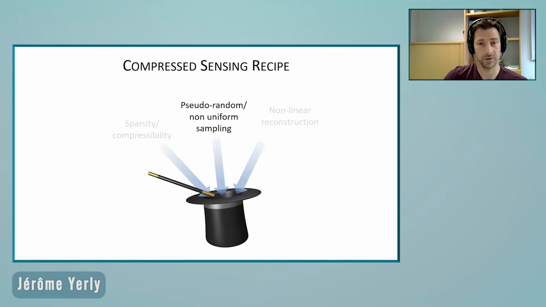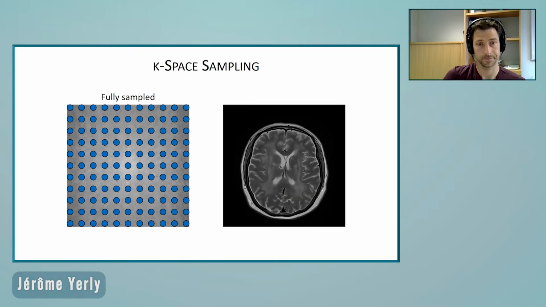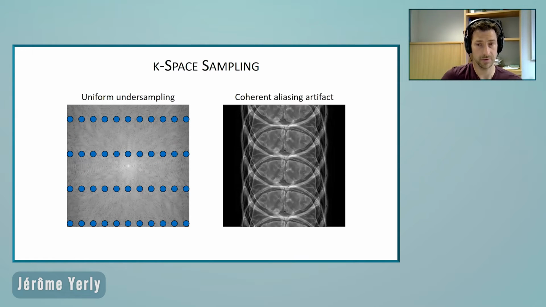Okay, so hopefully now we've understood a bit better what sparsity is. The second requirement is about pseudo-random or non-uniform sampling. As you know, according to the Nyquist criteria, if you want to sample an image in the frequency domain, there is a certain sampling rate that we need to satisfy in order to capture all the features of the image. And if we do that, then we can simply reconstruct the image on the right side by taking the inverse Fourier transform. However, we want to accelerate the acquisition by acquiring less data, so fewer measurements.